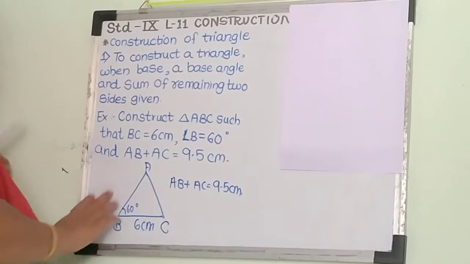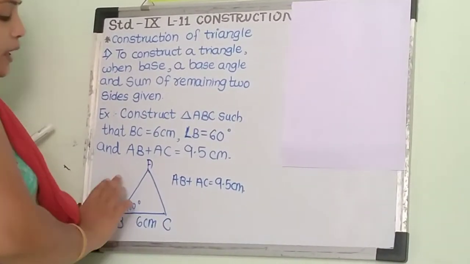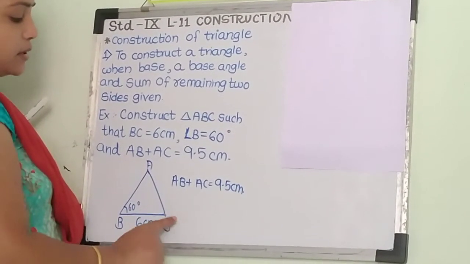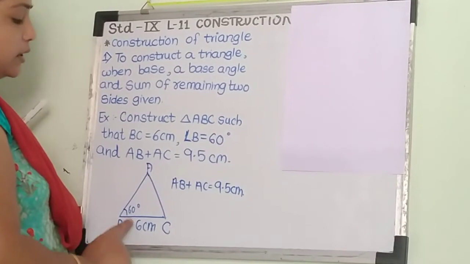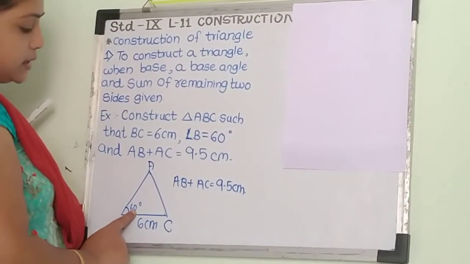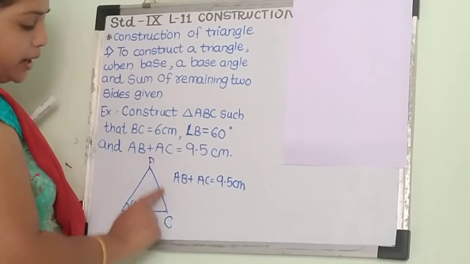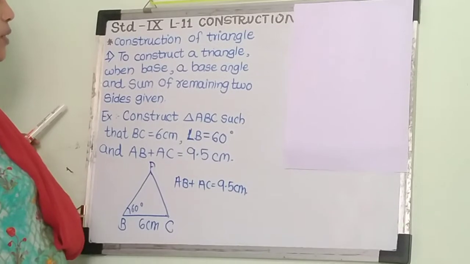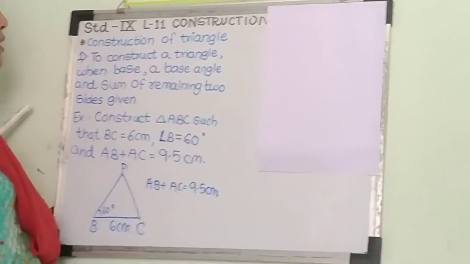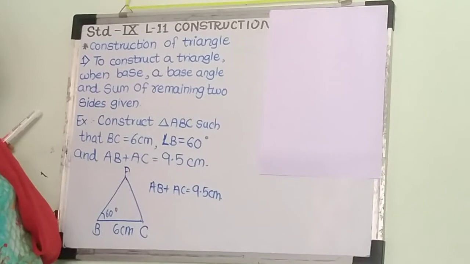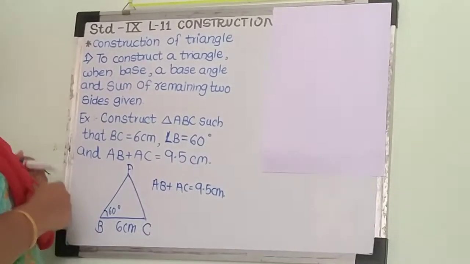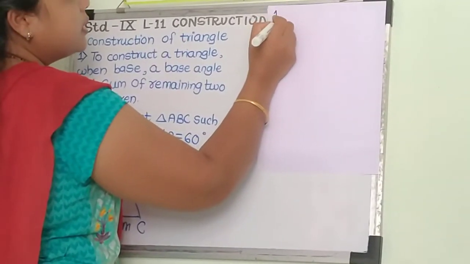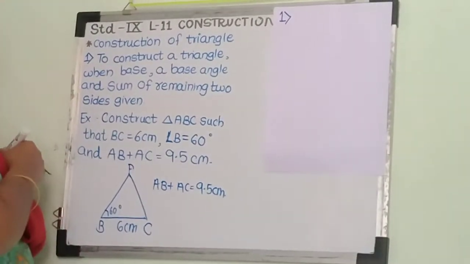So for this, first I draw a rough figure. In this rough figure, we take BC as the base which is given as 6 cm. Then angle B is given as 60 degrees and the sum of AB and AC will be 9.5 centimeters. So in this first type of construction, how are we going to construct? Let's see with the help of a compass how we are going to construct.